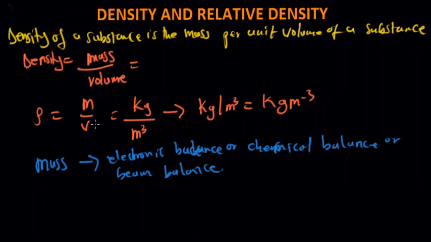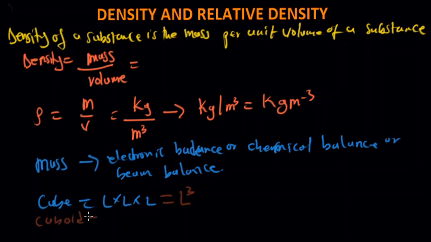Mostly for regular solids, there are specific formulas we use. Let's consider that here. A cube has a formula for volume of length times breadth times height, but because a cube has the same size in each dimension, it will be L cube. And then we have the cuboid. A cuboid has a formula of length times breadth times height. By this formula you can find the volume of a cuboid or rectangular solid.